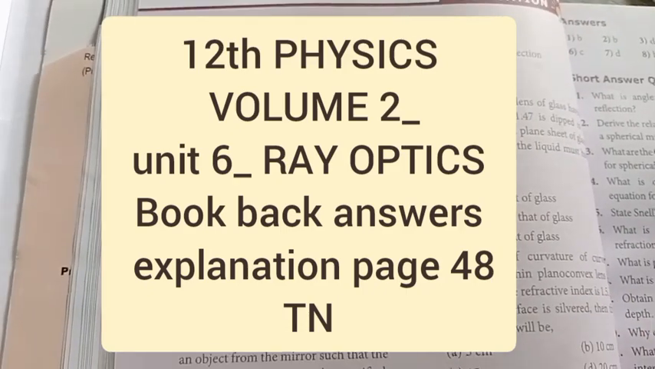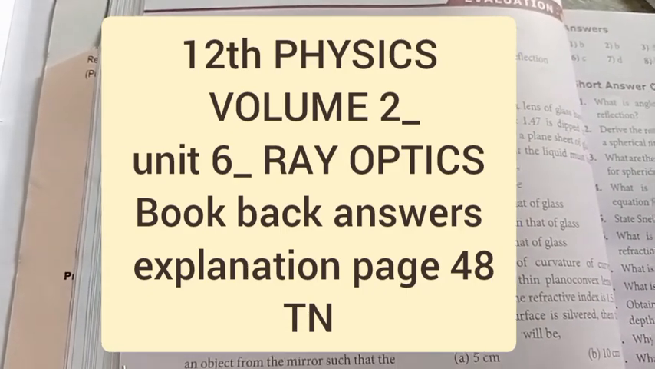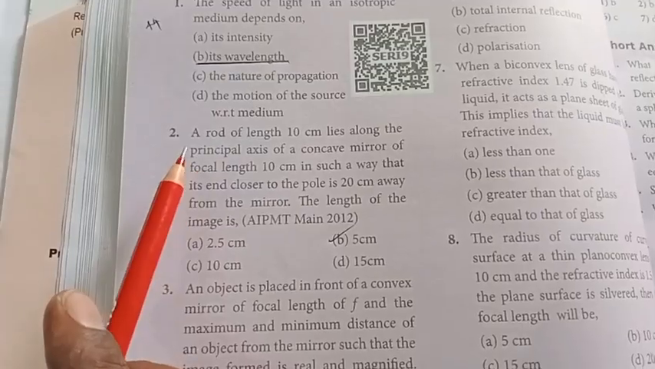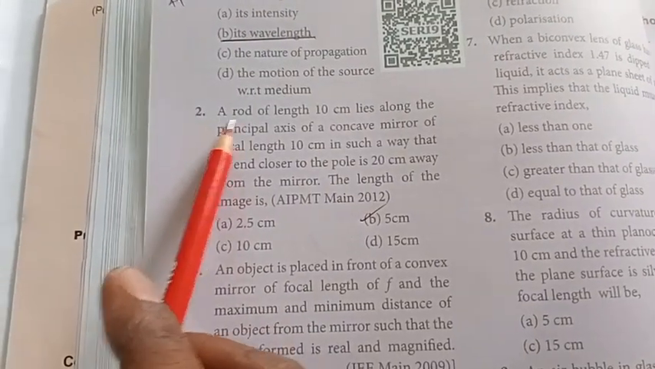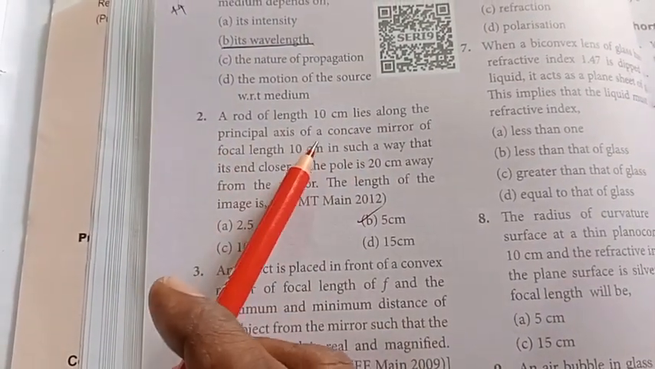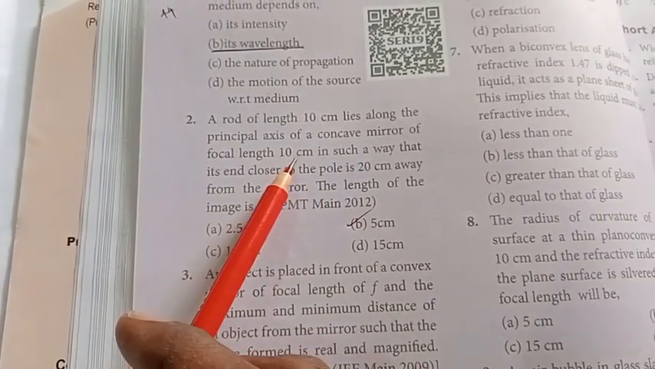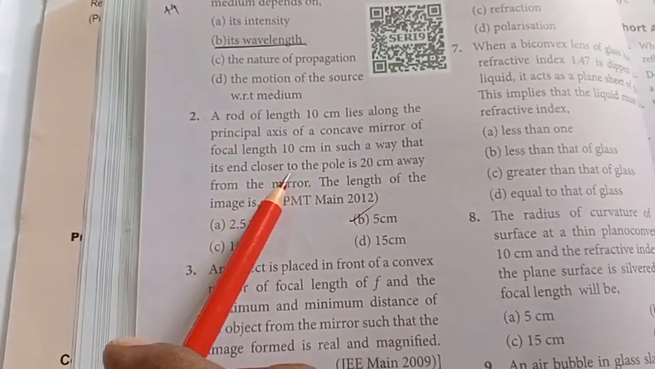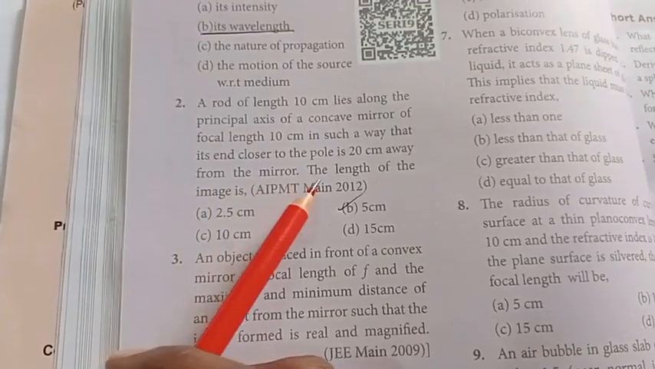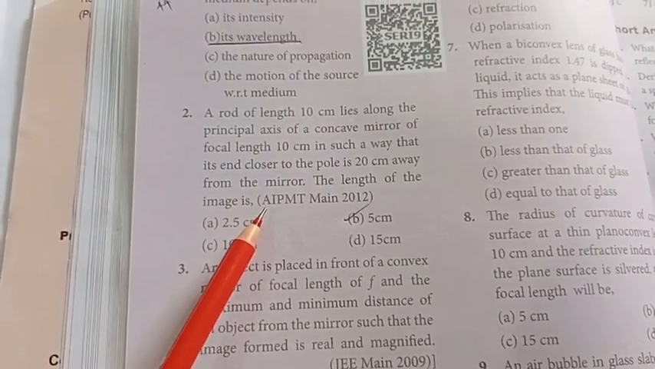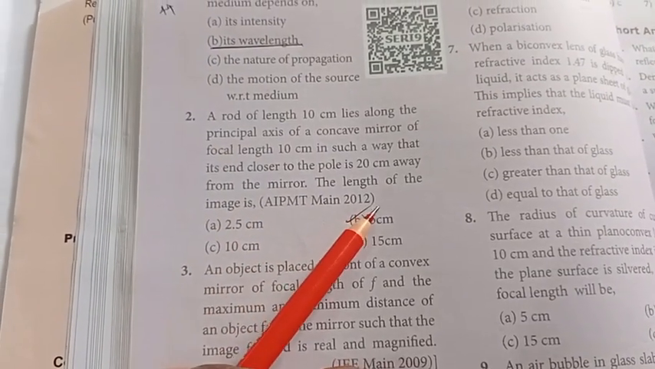So, 12th standard physics volume 2, 6th lesson, ray optics. The second question, we are going to see the answer explanation. The second question is: a rod of length 10 centimeter lies along the principal axis of a concave mirror of focal length 10 centimeter in such a way that its end closer to the pole is 20 centimeter away from the mirror. The length of the image is... This was asked in the AIPMT main exam 2012, right?